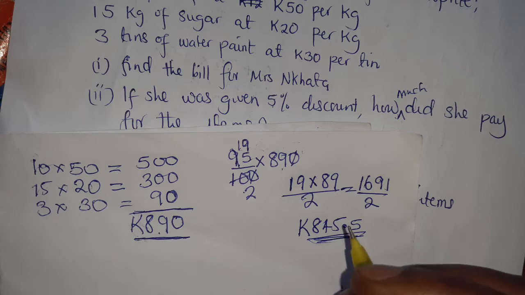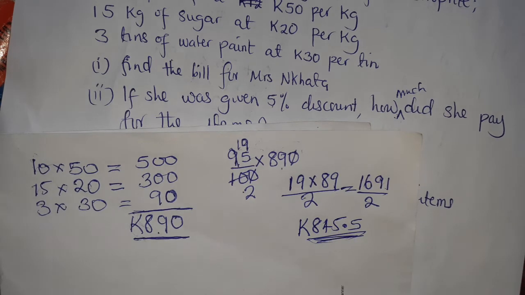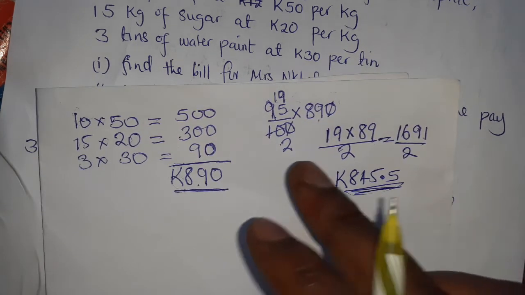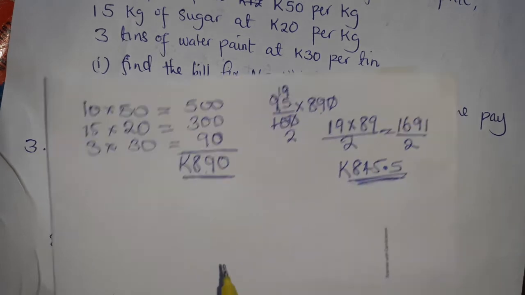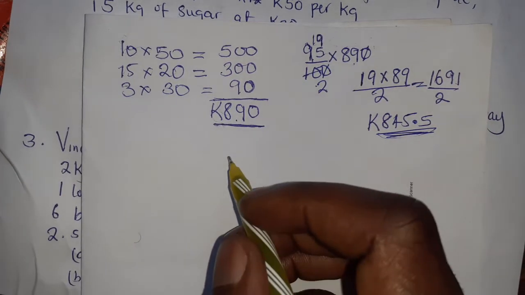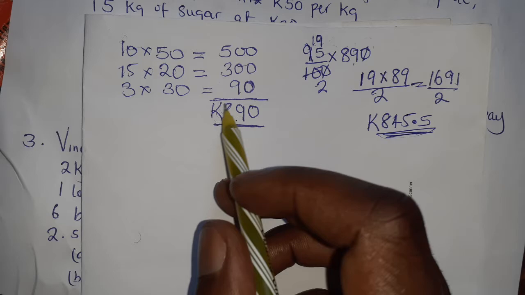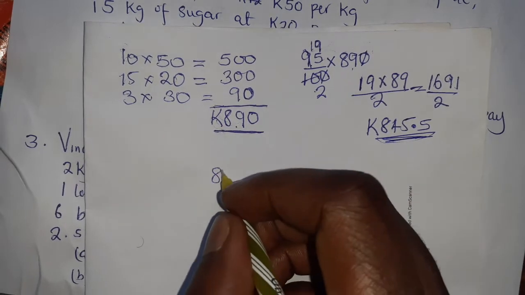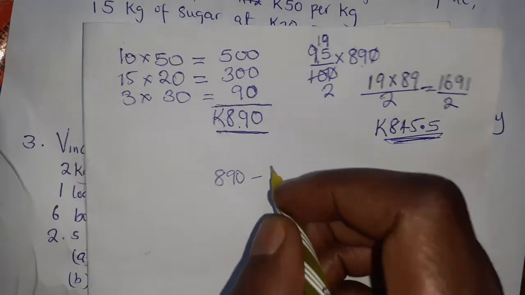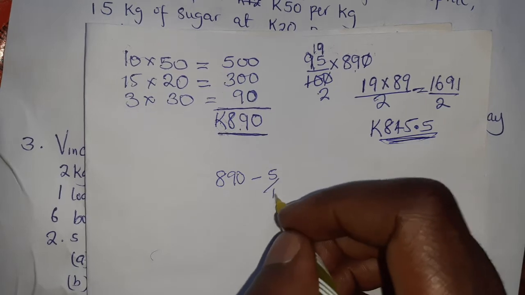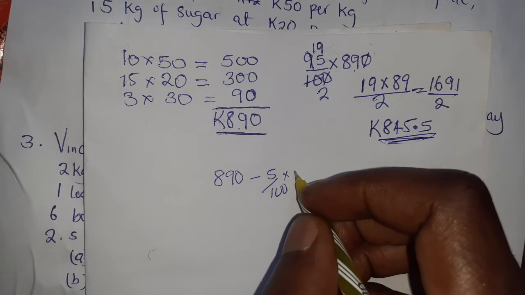So I was saying alternatively, but this is the simpler method. There's also a method where you can first of all find the 5% of this one, where you're going to say 890 minus the 5% of the same.